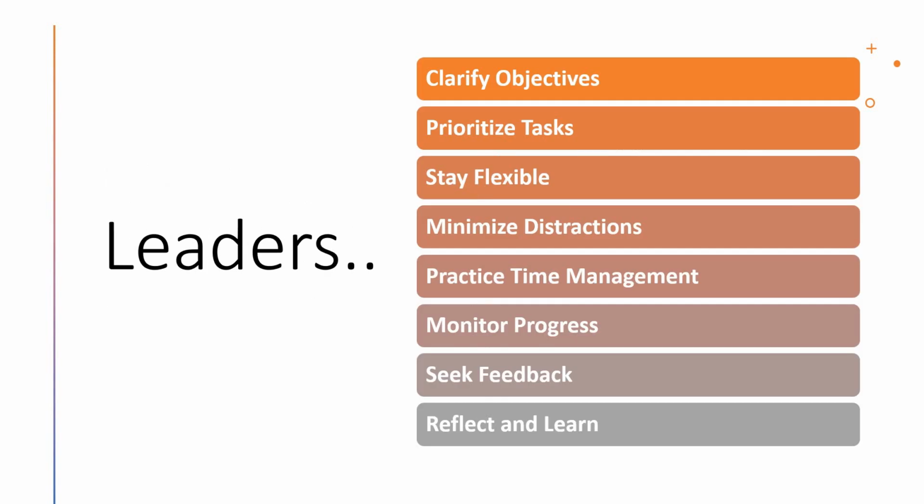They clarify objectives very clearly, they define the objectives and goals very clearly, and they prioritize tasks as well. They identify the most critical task and action that will contribute to addressing the adaptive challenge. So that's a very important thing. They stay flexible too. While maintaining disciplined action, it's also essential to remain flexible, which leaders always do. Minimize distractions. The leaders identify and minimize distractions that may divert attention away from addressing the adaptive challenge.